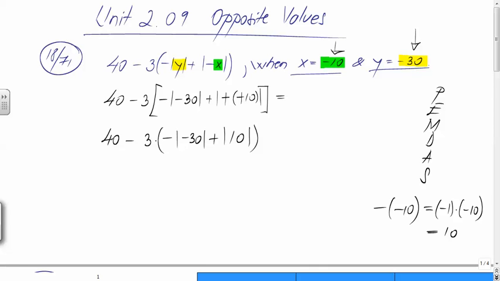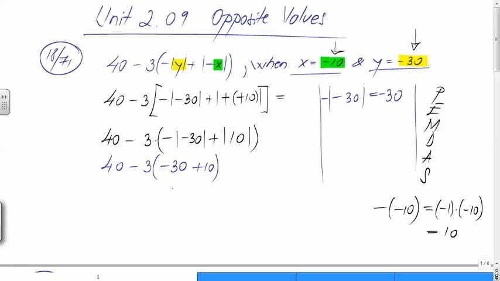So this is another tricky step. Absolute value of -30, we know is going to be positive, right? The distance to 0 of -30 will be 30 units. However, you have negative absolute value, so that will give you -30, okay? So your expression now would be 40 minus 3 times -30. What is the absolute value of 10? That will be positive 10.